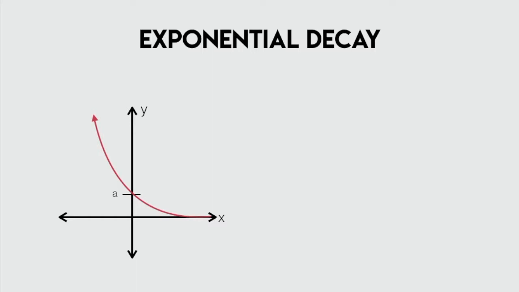Exponential decay, however, occurs in the same way when the growth is negative. When a is greater than 0 and b is between 0 and 1, the graph will be decreasing. The graph of the exponential decay is represented with the formula y = a(1 - b)^x. An example will be the graph of y = (1/2)^x.